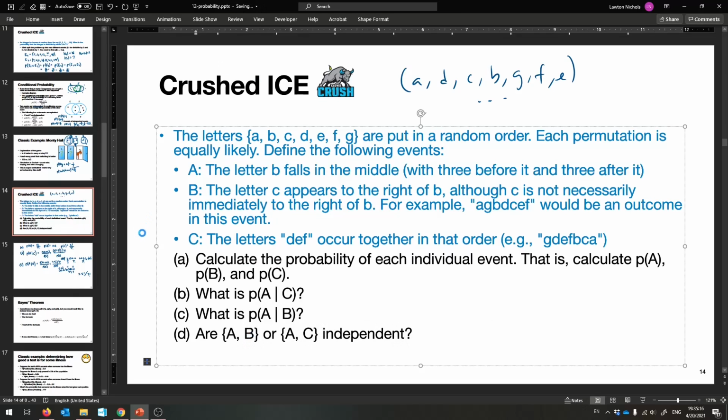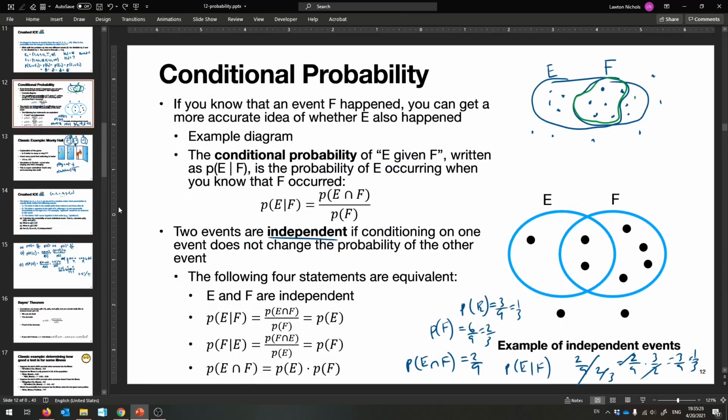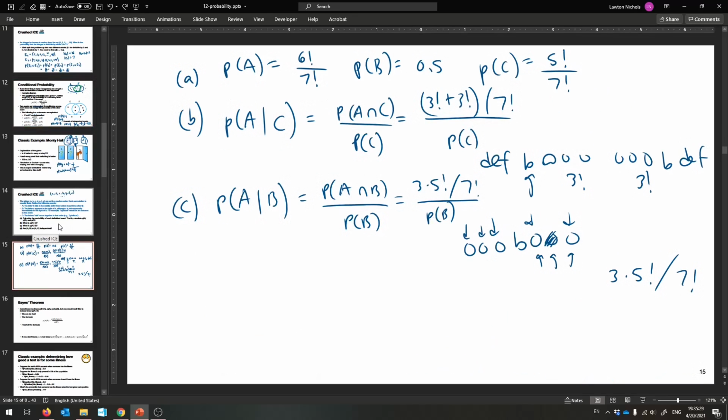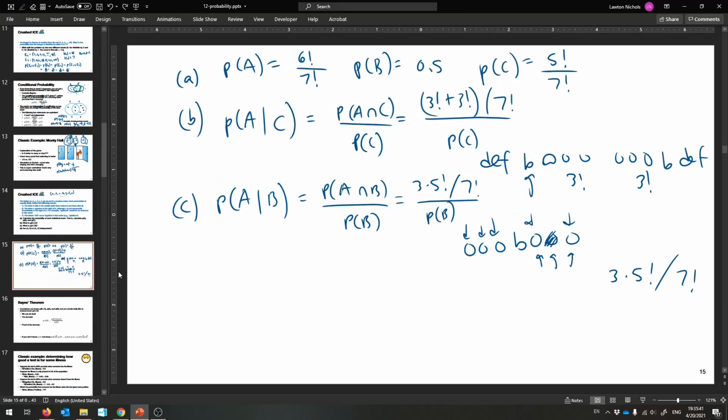Are they independent? So the question is, is this equal to the probability of A? If it is, we know that it's independent. You see that? That was one of the requirements for being independent. So is this equal to the probability of A, and is this equal to the probability of A? If they are, then we have found actual independent events. Okay?